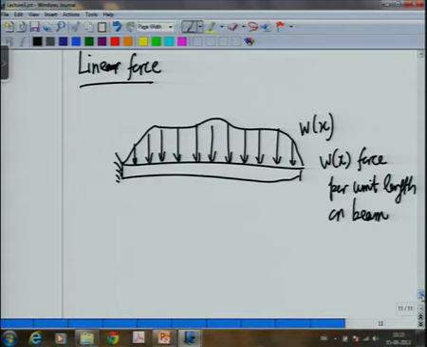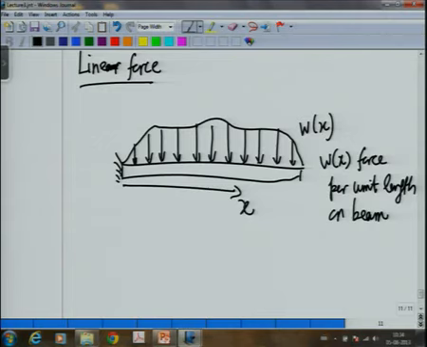Now there are two things we would like to find out. One is what is the total effect if I know this function W of x. So x is basically this line. So what is the total, the net resultant or the net force which I get because of W of x? And the second thing which we would like to know is where does it effectively act? Will it act at the center of the beam? Will it act at some other point?